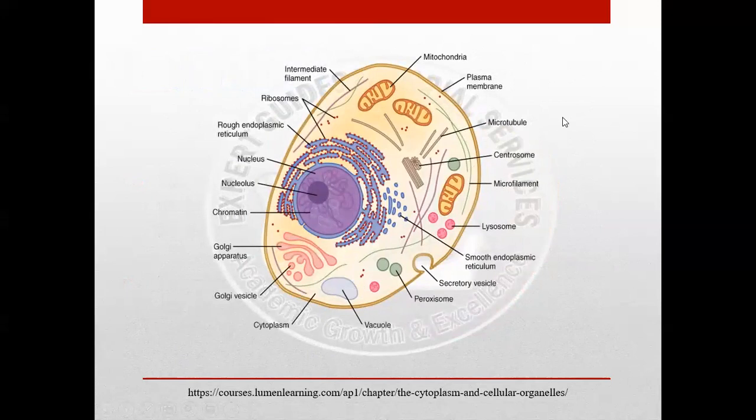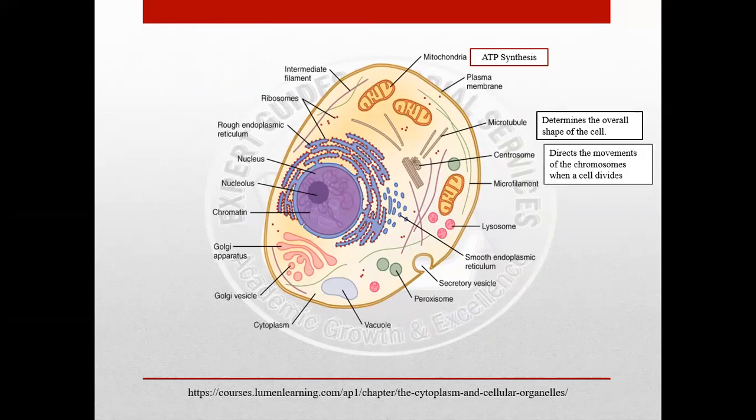Each organelle performs a specific function. The mitochondria is important for the synthesis of ATP. That's why it's considered to be the powerhouse of the cell. The microtubule determines the overall shape of the cell. Together with the microfilament and the intermediate filament, they make up the cell's cytoskeleton.